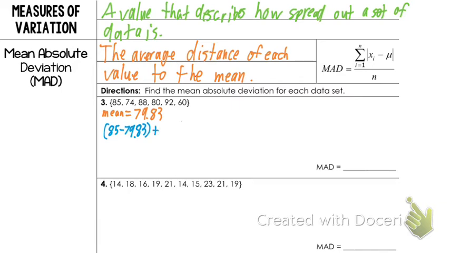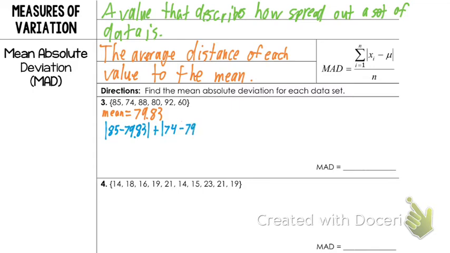Plus, what's our next piece of data? 74. Minus. Where are you getting numbers? Actually, see me. The first one is not going to go in parentheses. My bad. It's going to go in absolute value bars. Are you going to subtract it all by 79.83? Yep.